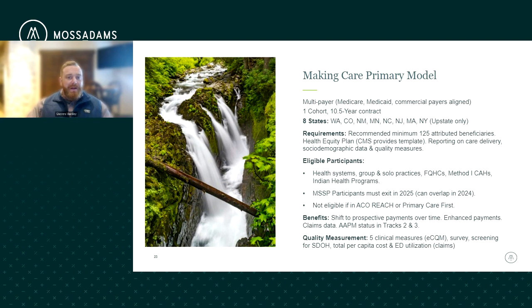The program is a multi-payer model, with CMS announcing their program requirements already and will partner with each state's Medicaid agency, although most state-specific programs have yet to be announced at the Medicaid level. Eligible participants needed a minimum of 125 attributed Medicare lives. And the program includes a health equity plan and required reporting on care delivery, socio-demographic data, and quality measures. The program will be open to health systems, group and solo practices, FQHCs, Indian health programs, and some critical access hospitals. The program offers a gradual shift to prospective payments over time, with enhanced payments and AAPM status in the later 2 tracks, which offer a number of benefits.